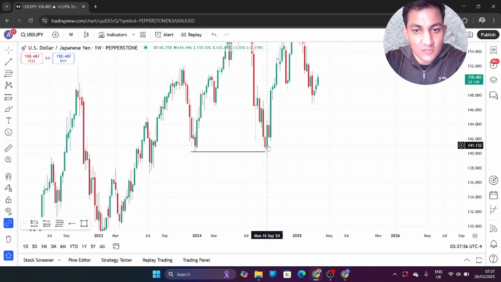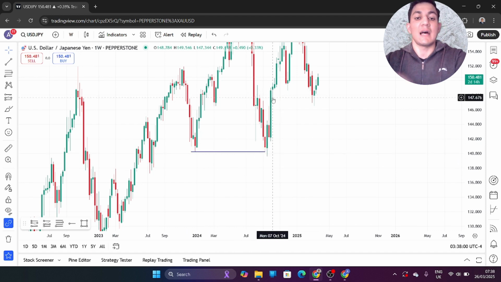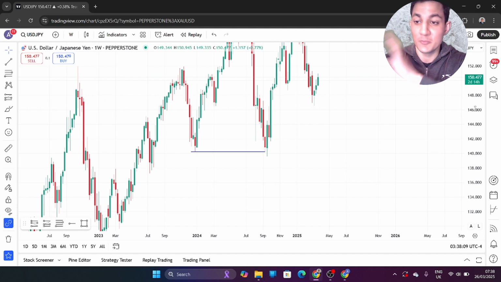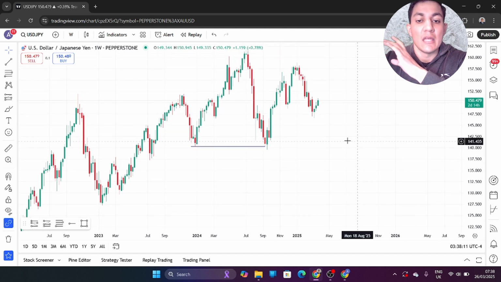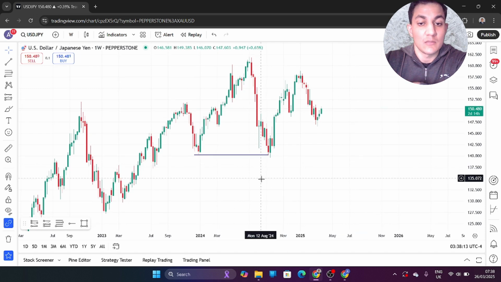You see this wick? We come down, we wick out this low, and instantly reverse. That right there is a liquidity sweep. Very, very important. If you don't understand liquidity sweeps, don't worry. There's a full, completely free 2-hour trading course where I go into stupid detail about liquidity sweeps. But if you understand liquidity sweeps, you'll know exactly what I'm talking about here.